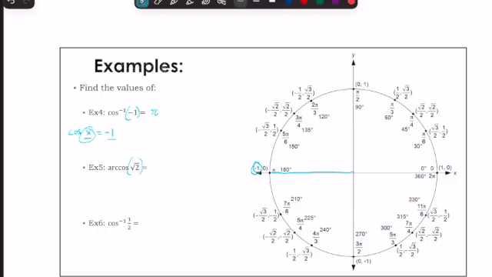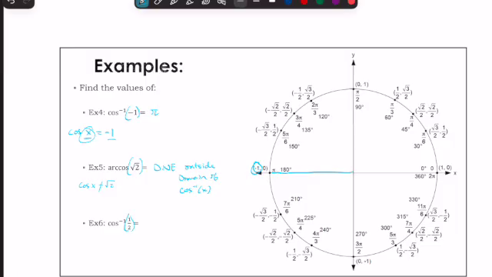Again, here, cosine of x equals root 2. Well, if I think about it, root 2 is larger than 1, and cosine can never equal that. So what I would say here is DNE, because it's outside the domain of inverse cosine or arc cosine.